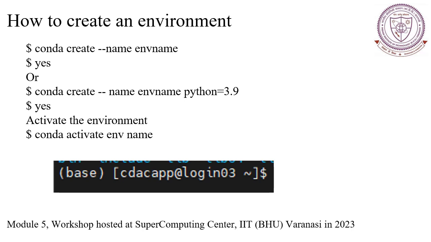Now if you want to create a new Conda environment with a specific version of Python, you have to use the command conda create --name your_environment_name python=3.9. Here you have to replace the 3.9 version of Python with the version that you want to install. Then confirm, proceed with yes or no, press Y, and then it will be created.